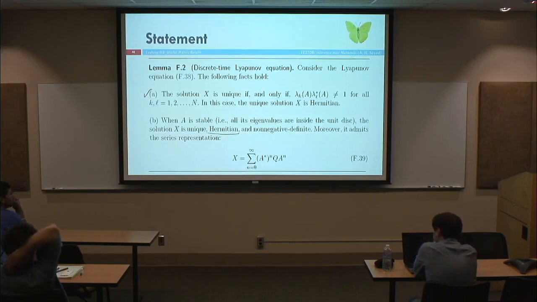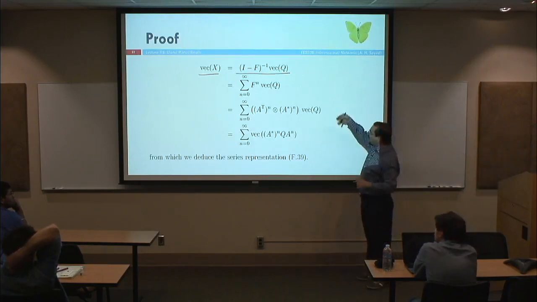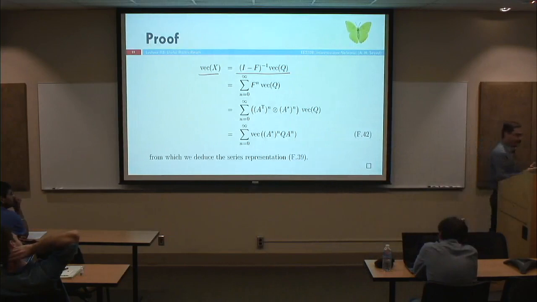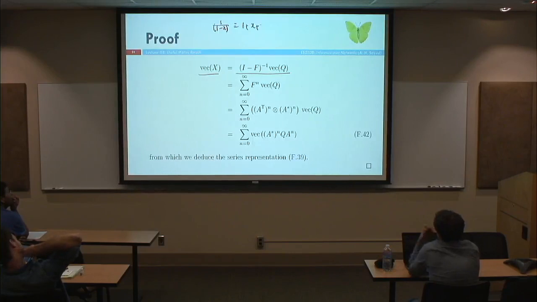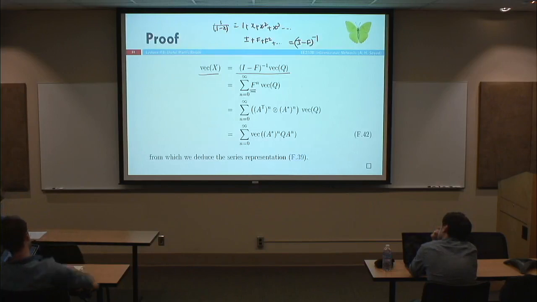And one final thing. I just showed you that VEC of X is given by the inverse of I minus A Kronecker A, times VEC of Q. I wrote A Kronecker A as F. Let's unwind this. I minus F inverse is equal to the sum of F to the N. Remember, for scalars, 1 over 1 minus X is 1 plus X plus X squared and so on when the magnitude of X is less than 1. For matrices, the same thing holds: I plus F plus F squared, etc. This is I minus F inverse when F is stable. You can prove it. So VEC of X is the sum of F to the N times VEC of Q.